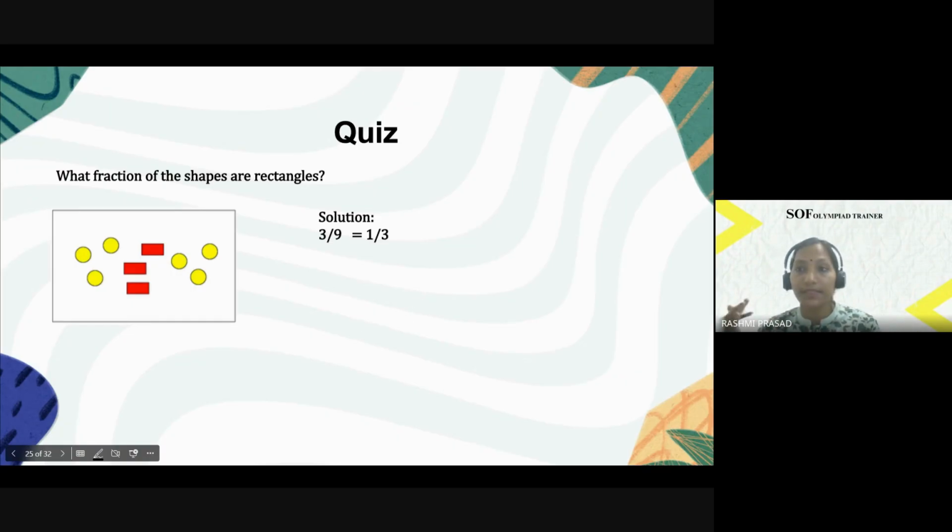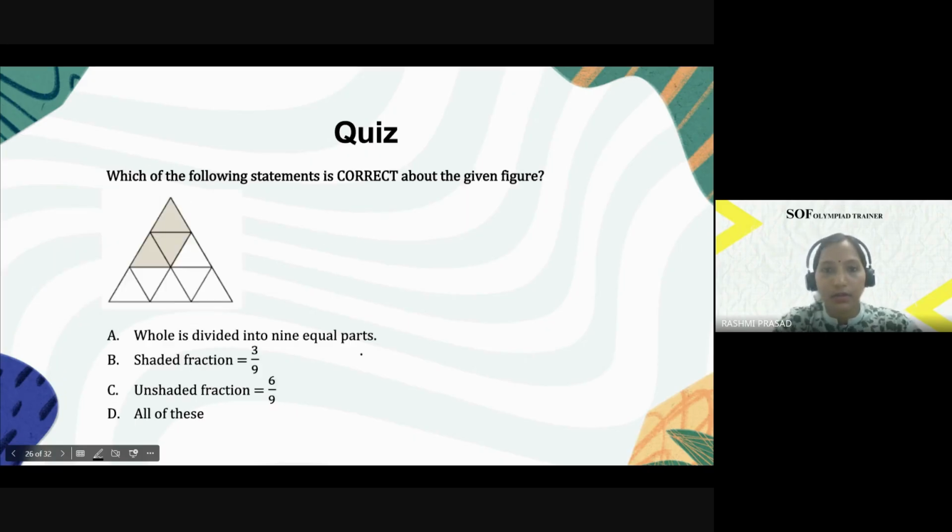So that also represents the rectangles. You can say 3 upon 9 or 1 upon 3. Both are correct. And it's a whole new concept, equivalent fraction. We'll come to that later. Let's not go there.